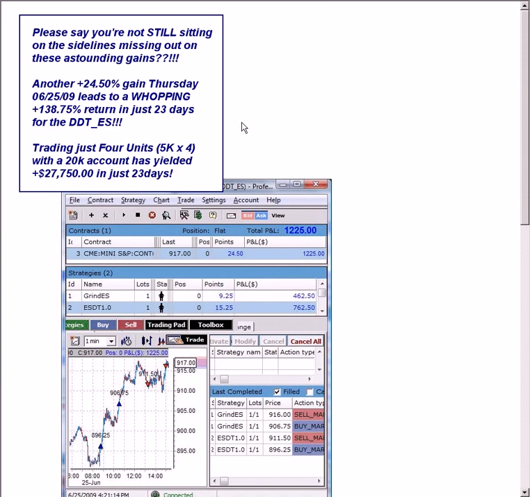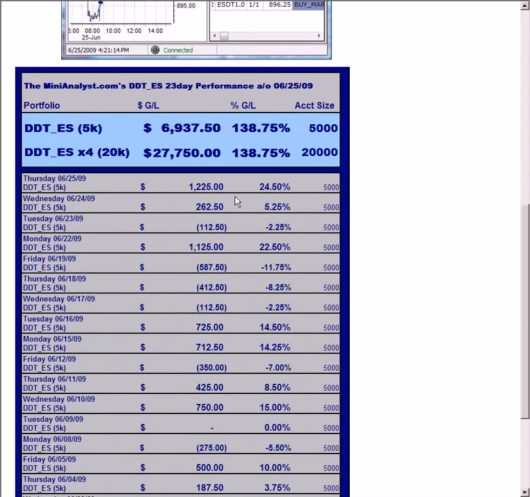The dual day trader ES. Please, if you're still sitting on the sidelines, tell me you're not missing out on these astounding gains. Still sitting on the sidelines, not taking advantage of the specials that we had offered on the dual day trader ES. Congratulations to those who did take advantage. Off to another great week.